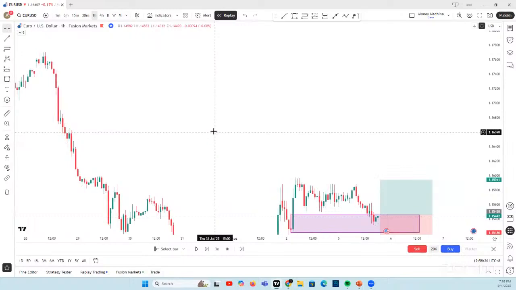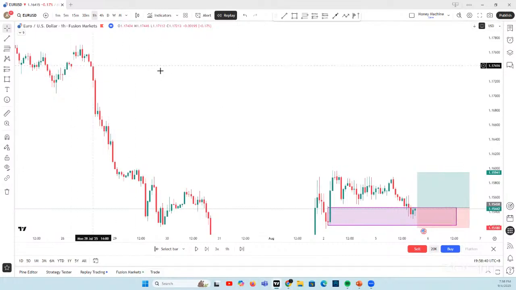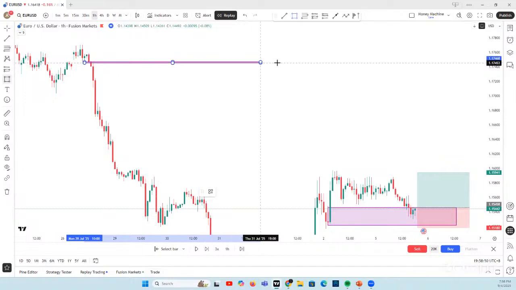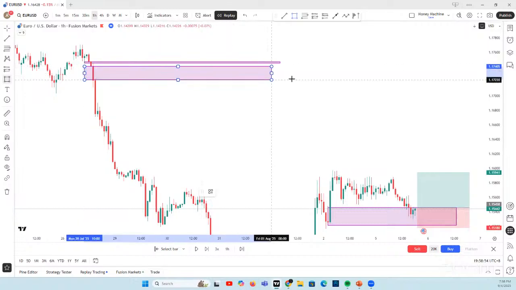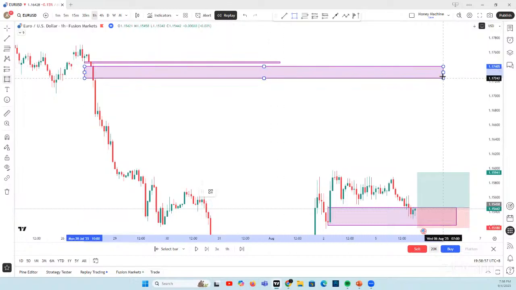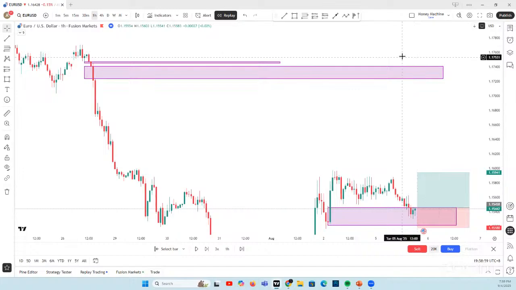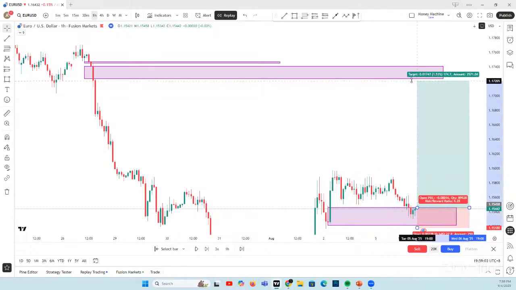Okay, so where is the last imbalance you can find here? The highest. No, this is not. Is this an FVG? Maybe, but it's very small. What else? This. We will target this. Price will go there. Okay, 1 point.